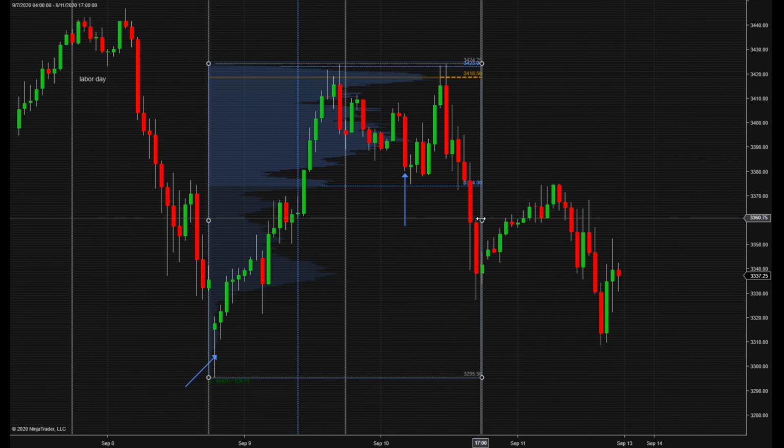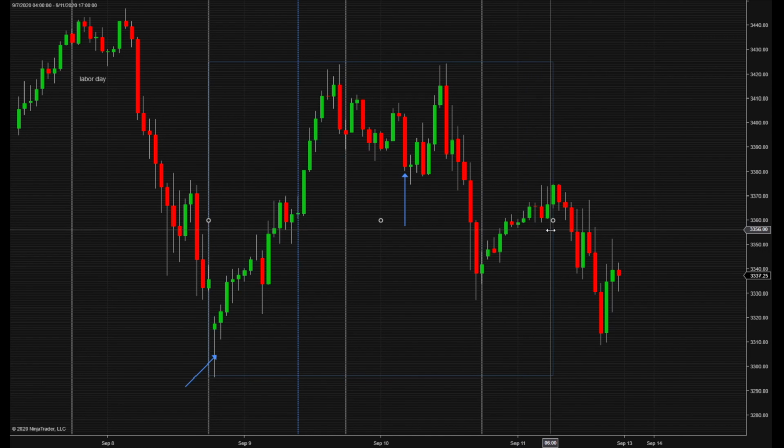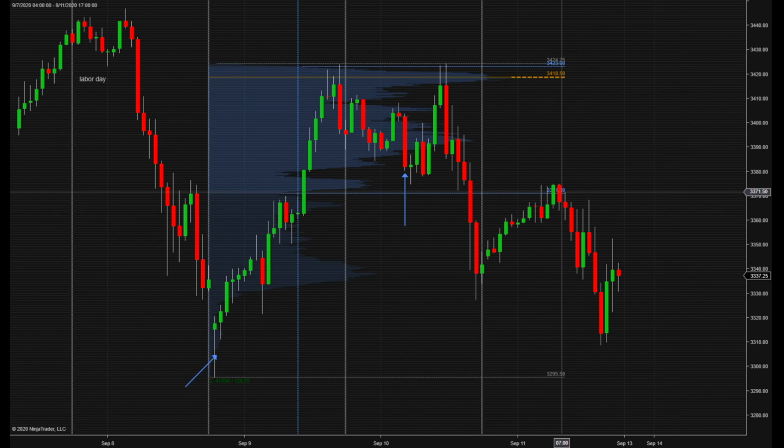So now I'm going to extend this out into right here, which is 8 a.m. this morning, and this is the point of control. It hasn't really changed. It's telling me that's still smart money or big money, however you want to interpret it. They've been either shorting from up here or closing a lot of their long positions up here.